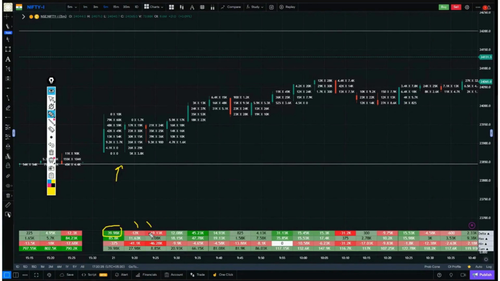What happened in the next two candles? No selling activity. Which candle to follow? The one with a delta around 30,000. Otherwise, small players are present here.